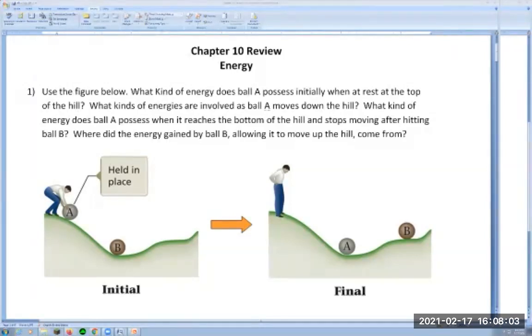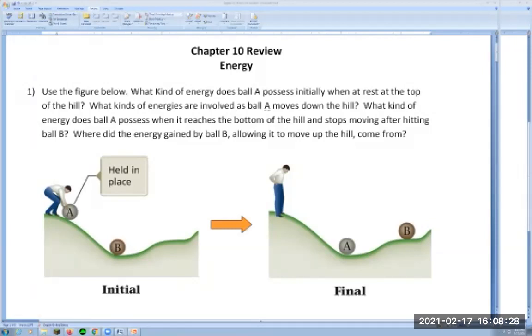So you see how the man is holding the ball A in place and then releases it. And then in the end, it's ball A that is at the bottom of the hill where was ball B, and ball B has moved up into a smaller hill. And so at first, initially, when ball A is held in place here, it's possessing potential energy.